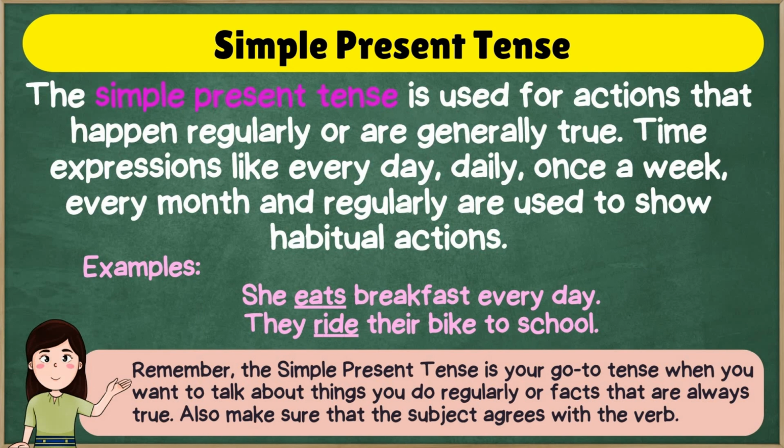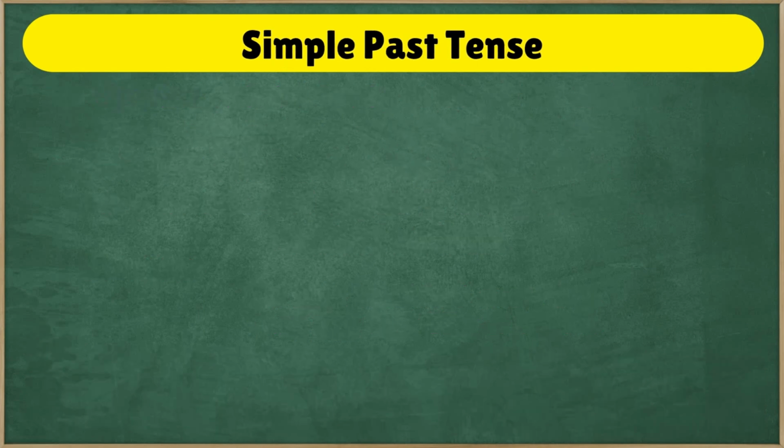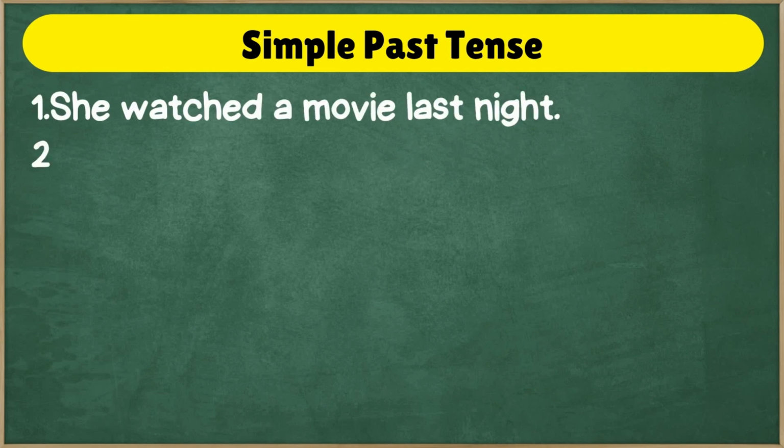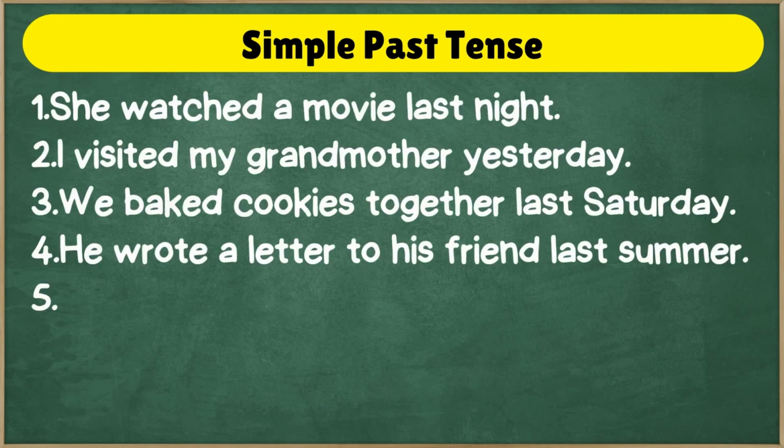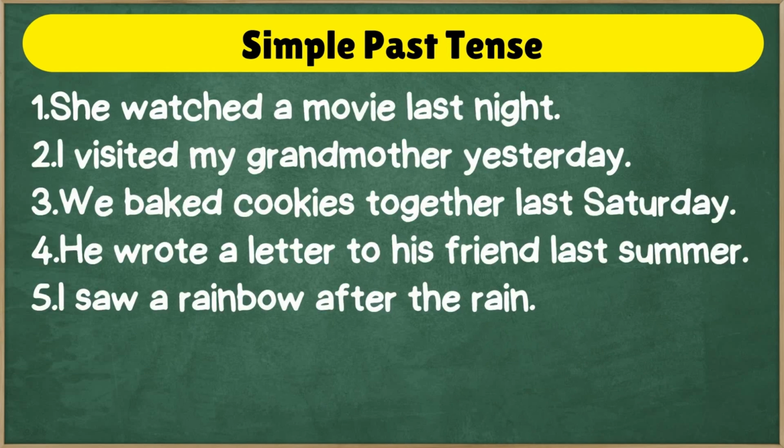Let's now move on to the next tense of the verb, the simple past tense. Let us read these sentences. She watched a movie last night. I visited my grandmother yesterday. We baked cookies together last Saturday. He wrote a letter to his friend last summer. I saw a rainbow after the rain. What are the action words in the sentences?